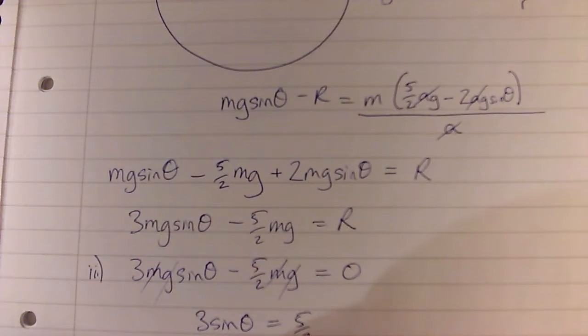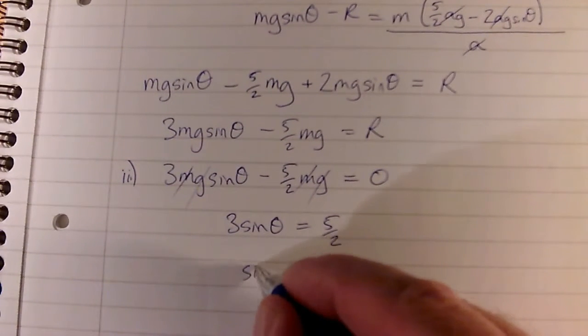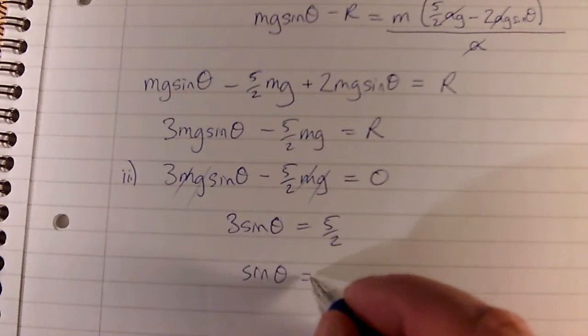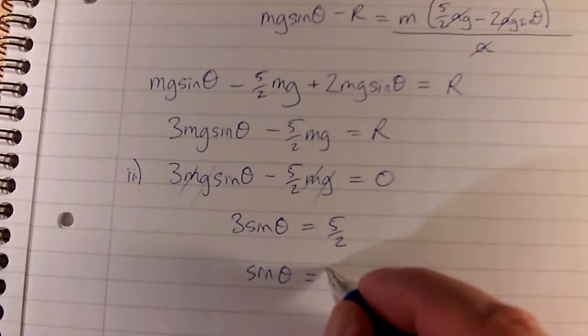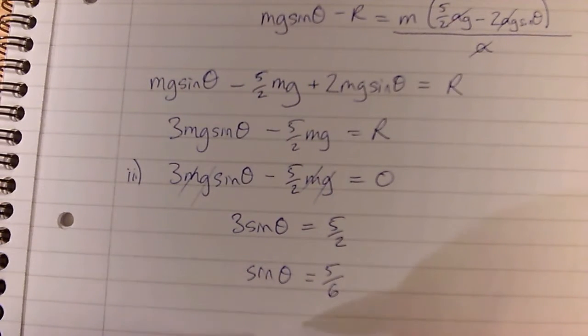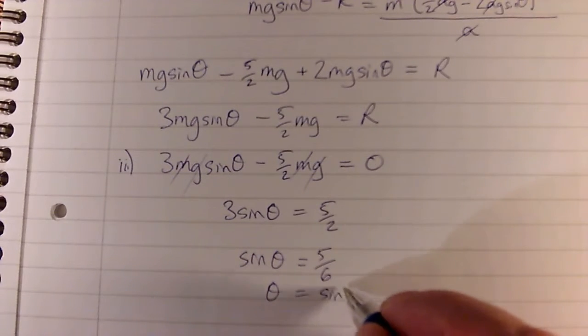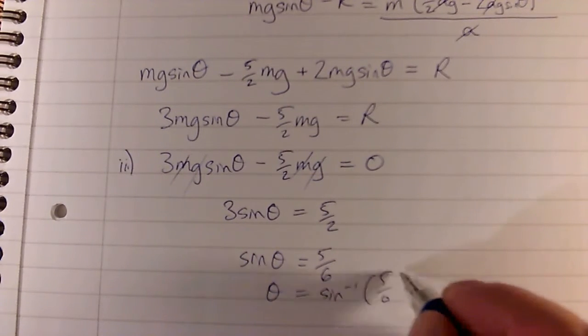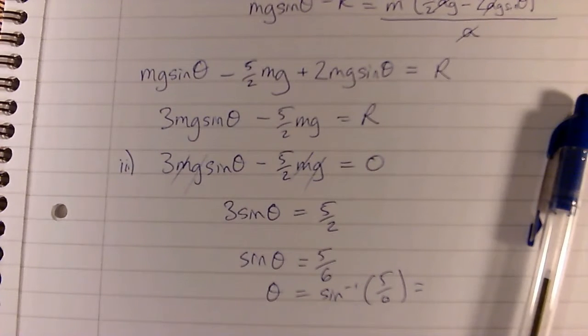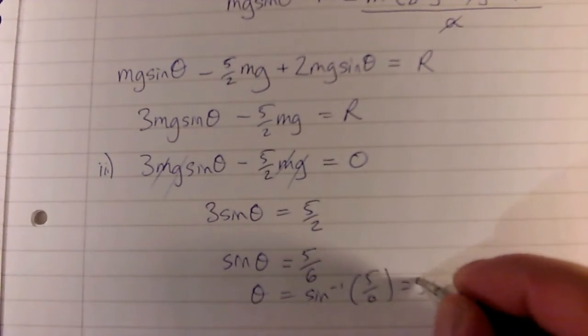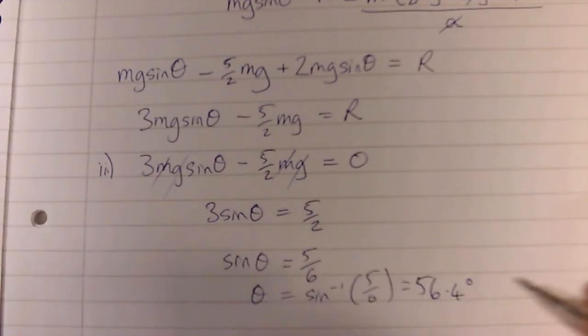So sine of theta equals 5 over 6. And I've got to inverse sine that, so theta equals inverse sine of 5 over 6, which equals 56.4 degrees. That's my calculator.